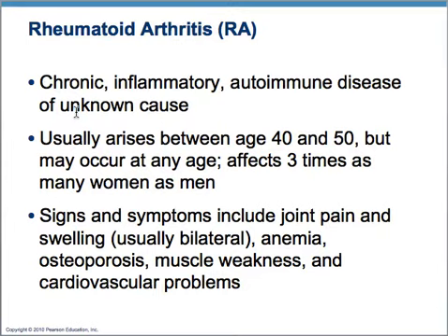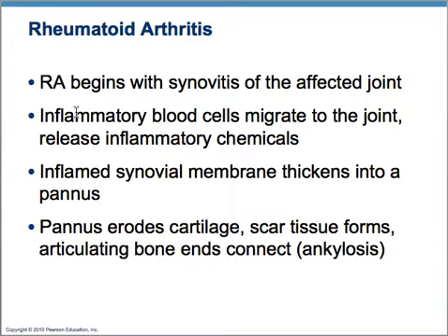Signs and symptoms include joint pain and swelling, usually bilateral, anemia, osteoporosis, muscle weakness, and cardiovascular problems. Rheumatoid arthritis begins with synovitis, and it affects the joint. The inflammatory blood cells migrate to the joint, which release inflammatory chemicals. The inflamed synovial membrane thickens into what's called a pannus, and the pannus erodes cartilage, scar tissue forms, and the articulating bones connect. All this is wear and tear of the joint.